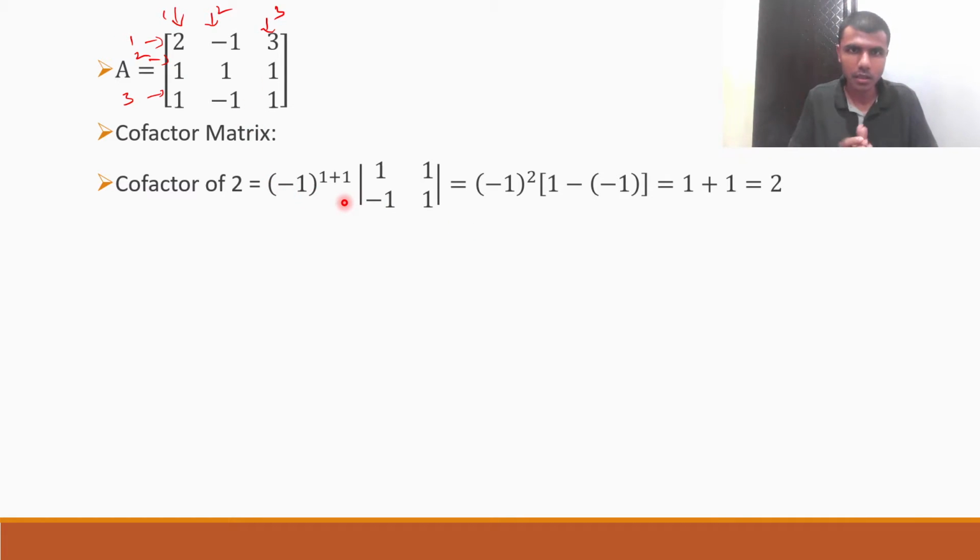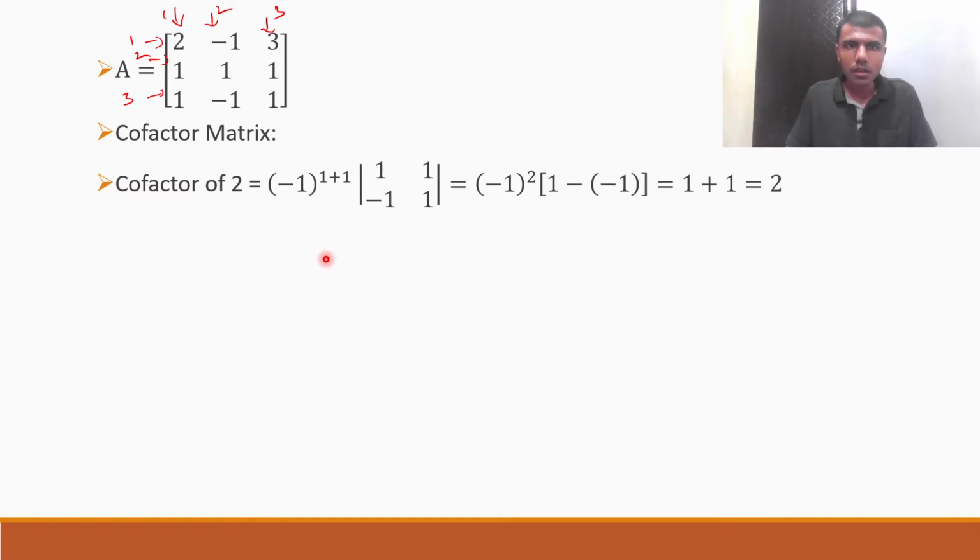Okay, fine. Now, so minus 1 power 1 plus 1 is minus 1 power 2 into determinant. I already explained, 1 into 1 minus of minus 1 into 1 is minus 1. So 1 minus of minus 1. Minus 1 to the power even number is going to be positive. So minus 1 power square, minus 1 square is plus 1. So you can ignore that. And 1 plus 1. 1 minus of minus 1 is 1 plus 1, which is nothing but 2.